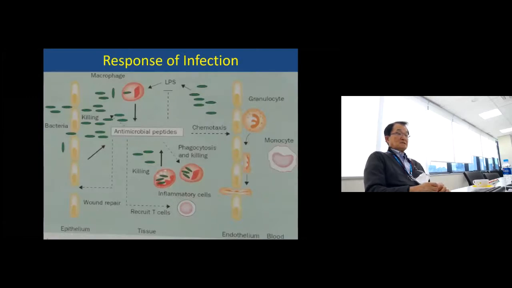So in the response to infection, bacteria come in, and some kind of peptide is formed, and then we have a phagocytosis killing process, and T cells are recruited to fight against it. Lipopolysaccharide protein in the macrophage also works. And then a process of chemotaxis occurs. Initially granulocytes, and then later monocytes and lymphocytes.